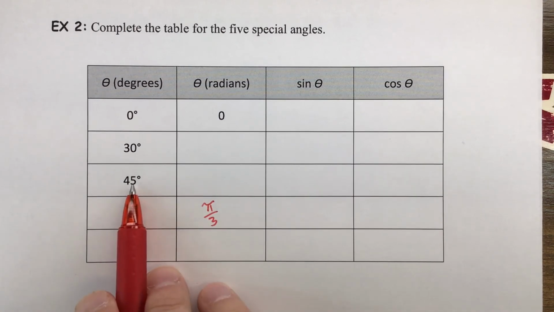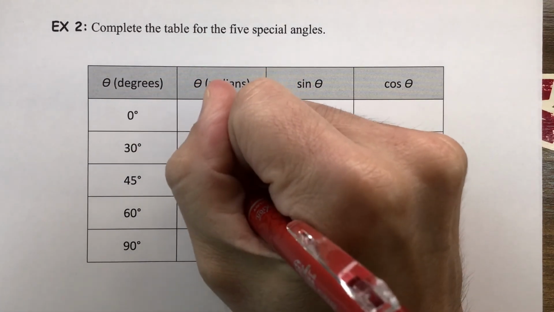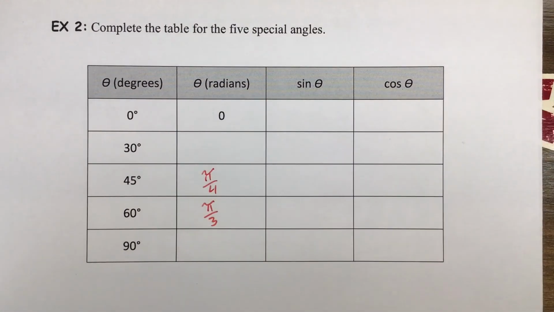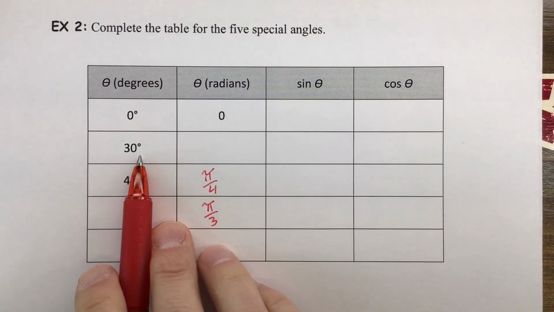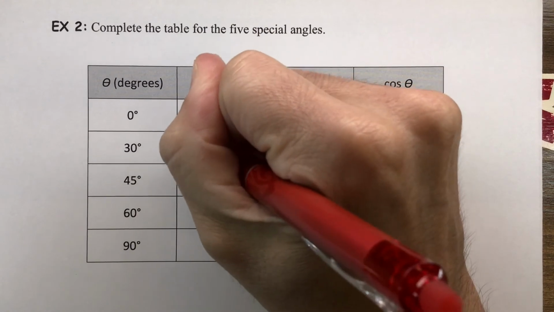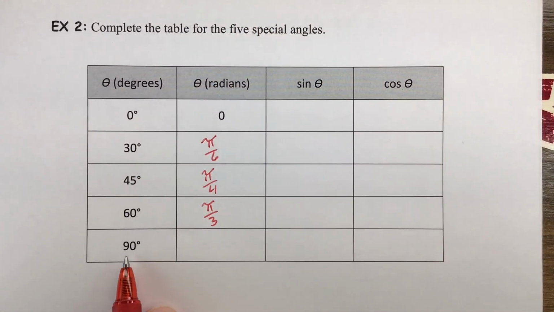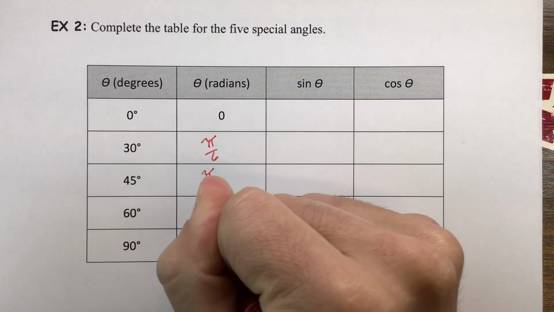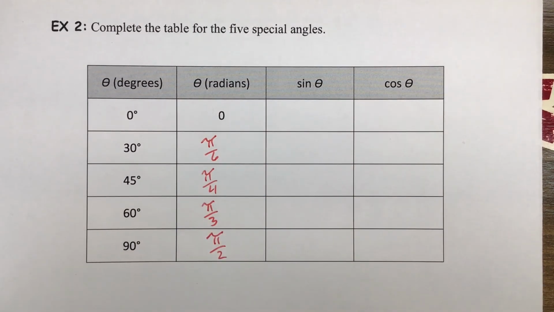All right, what would you have to divide 180 by to get 45? You'd have to divide by 4. So this is pi over 4. What would you have to divide 180 by to get 30? That's 6. What would you have to divide 180 by to get 90? That would be 2, so this would be pi over 2. So those are your radian measurements. You are going to want to memorize these values together.